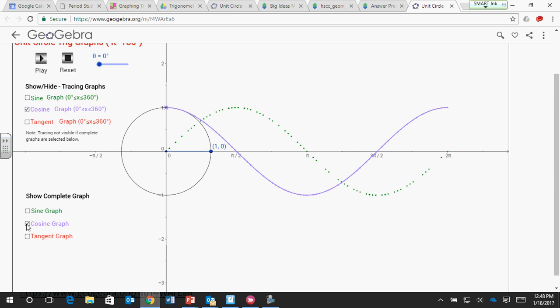Okay. Now, what's the tangent going to look like? Tangent is the sine over the cosine, right? We have some special values for tangent. What did we notice about those that was different from the sine and the cosine?